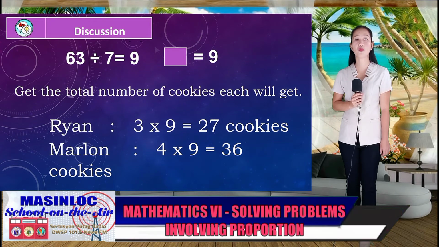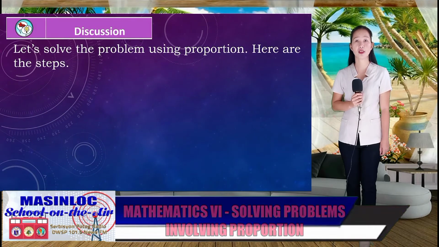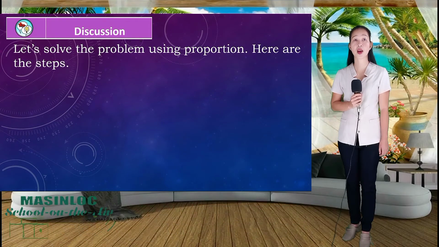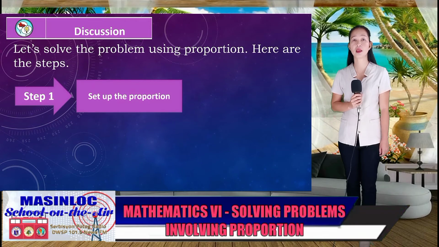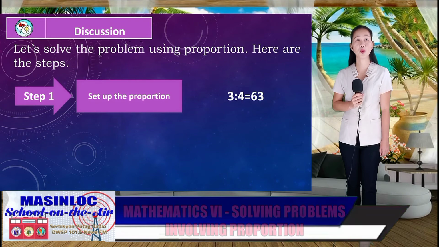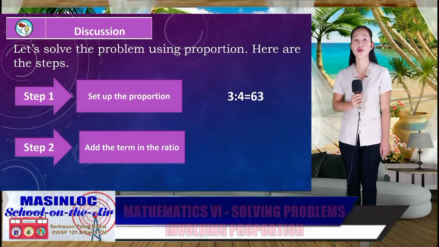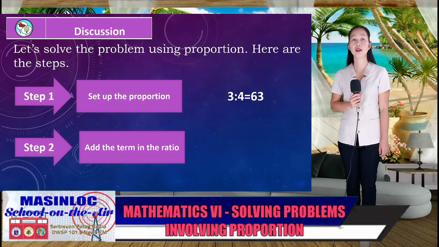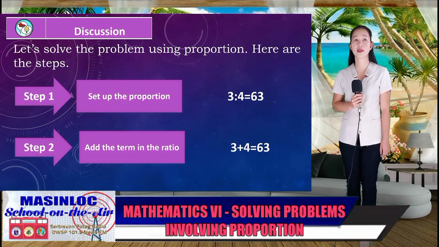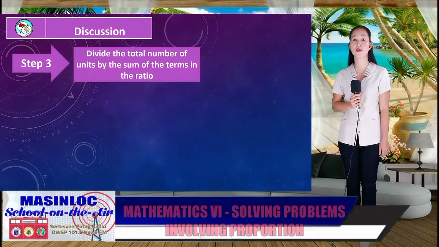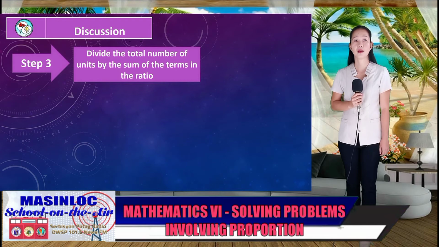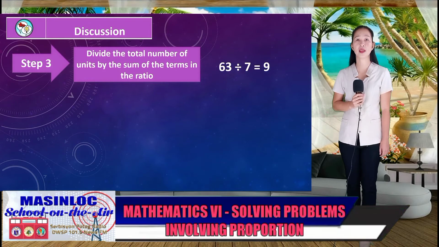Let us solve the problem using proportion. Here are the steps. Step 1. Set up a proportion. 3:4 equals 63. Step 2. Add the terms in the ratio. 3 plus 4 equals 7. Step 3. Divide the total number of units by the sum of the terms in the ratio. 63 divided by 7 equals 9.